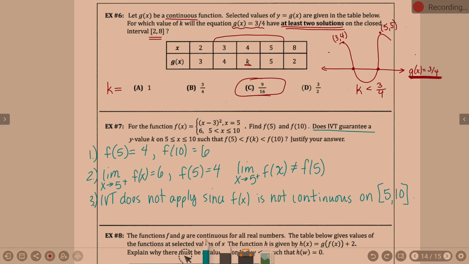And if you want to go one more farther, you can. There is no guarantee for x equals k where f of 5 is less than f of k is less than f of 10. Hopefully you're starting to notice this continuity thing is a whole big deal, isn't it? Okay, there's a lot to do with continuity here.